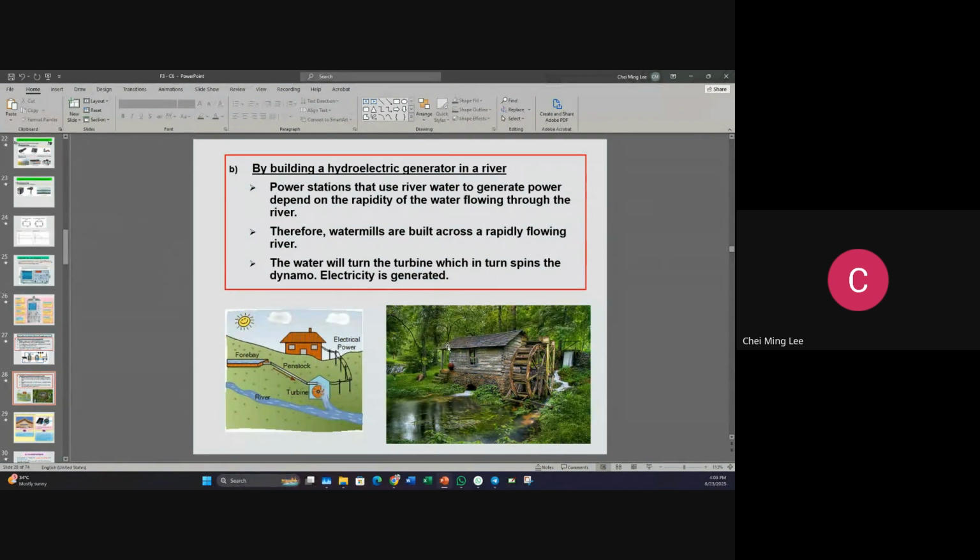This is normally used in small villages in European countries, where electricity is not that easy to get because it may be far away from the big generator. So they will sometimes use this kind of way to generate a small amount of power which is enough for them to use.